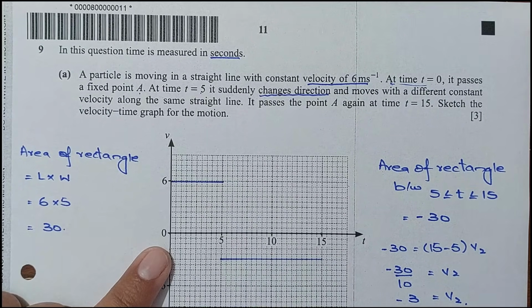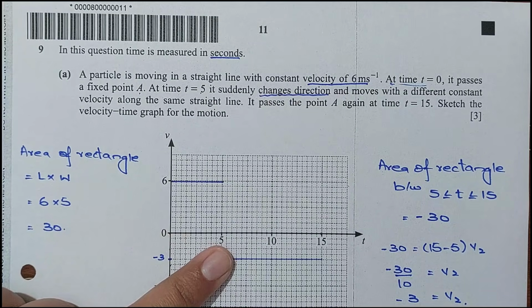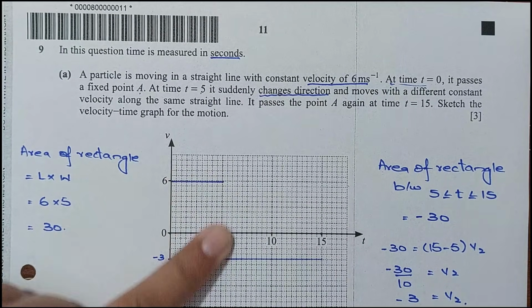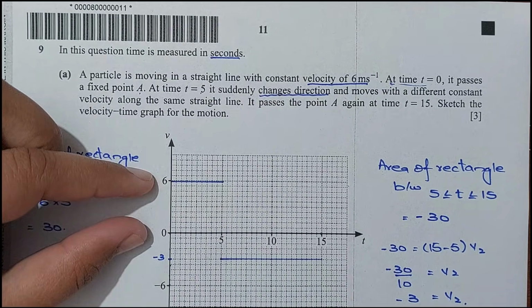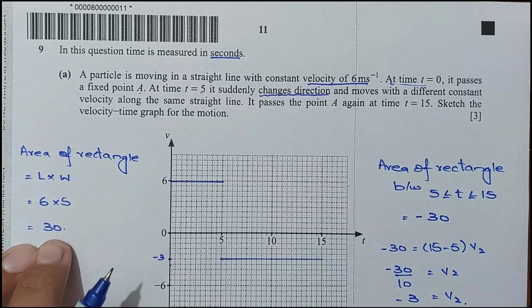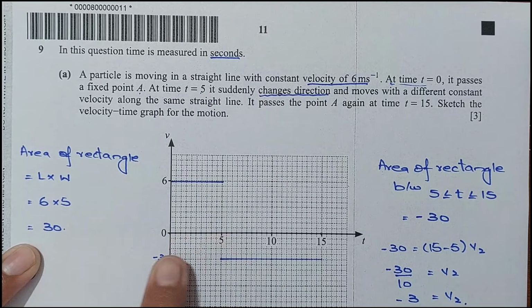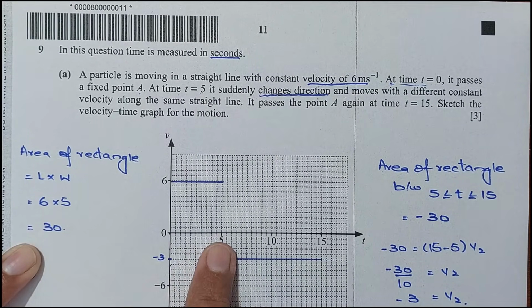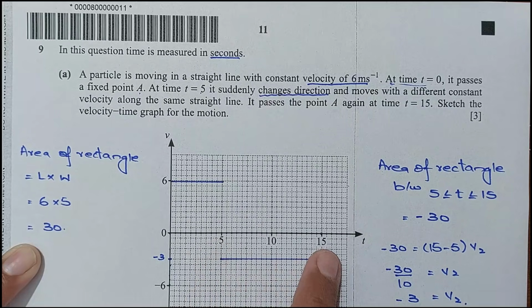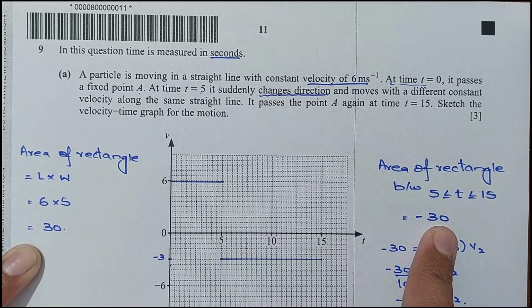So we have to first find the area under the curve under the velocity time graph, basically between 0 to 5. It is the shape of a rectangle. This length is 6, this length is 5, so its area is 30. So the area between the interval 0 to 5 is 30. It means between 5 to 15 it must be -30.